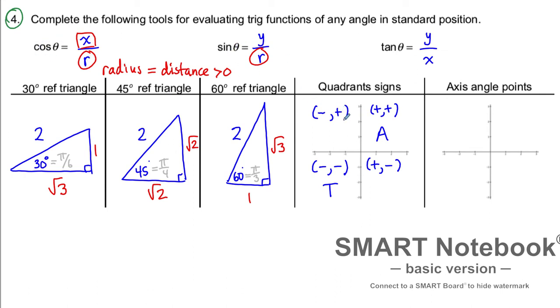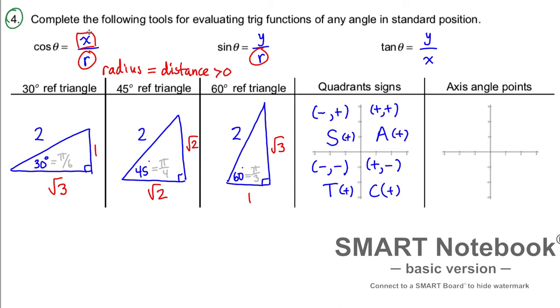But the sine of the angle is the y-coordinate over the radius. Positive over positive is positive. So I'm going to represent an S here to show that sine is positive in quadrant number 2. Tangent is positive in quadrant number 2, rather quadrant number 3. All trig functions are positive in quadrant number 1, and in quadrant number 4, because the x-coordinate is positive, positive over positive means cosine is positive in quadrant number 4.